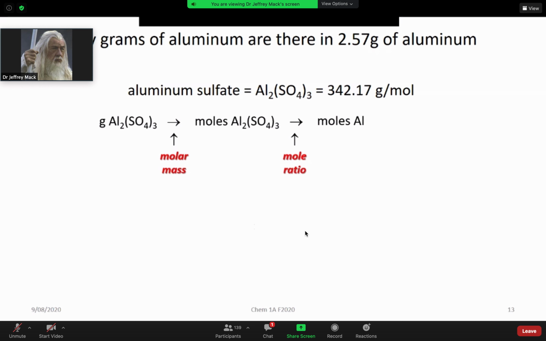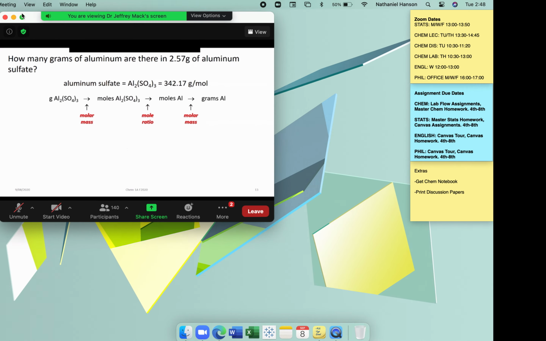Sulfate, I've got 2 moles of aluminum, right? And then I can go from moles of aluminum into grams of aluminum. And if I go from moles of aluminum to grams of aluminum, that's going to be using, again, the molar mass. You can use the molar mass both ways, right? To go from grams to moles and from moles to grams. It's a twofer. Anytime you have a conversion factor, it's a twofer.